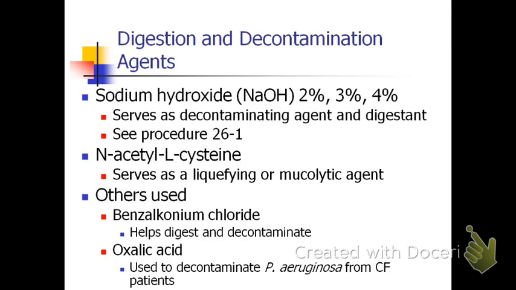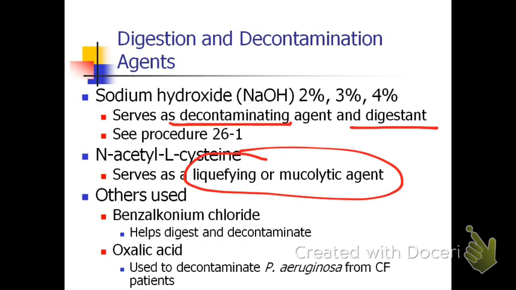Okay, so the possible agents that we could use for this would be sodium hydroxide in the form of 2, 3, or 4%. This sodium hydroxide works two ways because it can act as both the decontaminating and digesting agent. And acetyl-L-cysteine serves as a liquefying or mucolytic agent. Then some would use benzalkonium chloride, which could also help digest and decontaminate. And oxalic acid, particularly if your CSF sample would have Pseudomonas aeruginosa. So oxalic acid would be a good decontaminating agent.